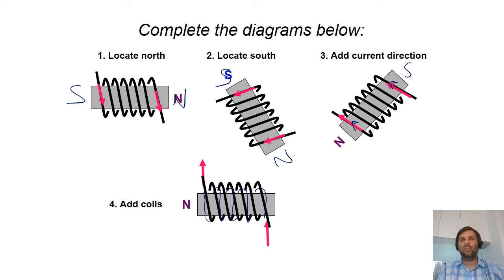Okay, so that's pretty much how you use the right-hand grip rule for both solenoids and for simple wires. And next lesson we're going to look at ways in which we can create or induce electromagnetism in wires.